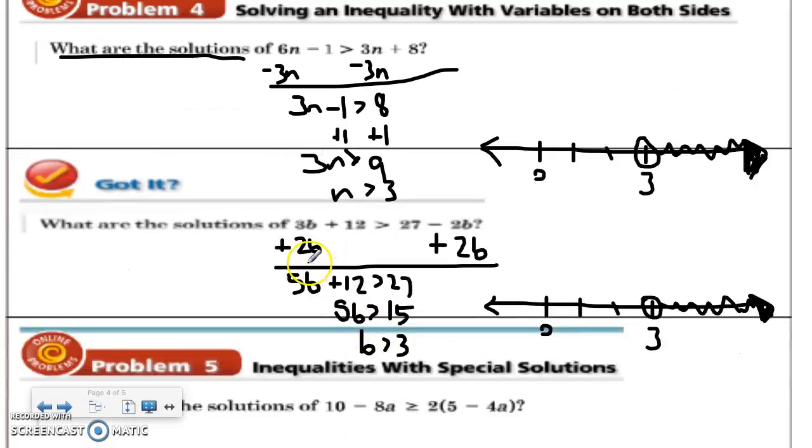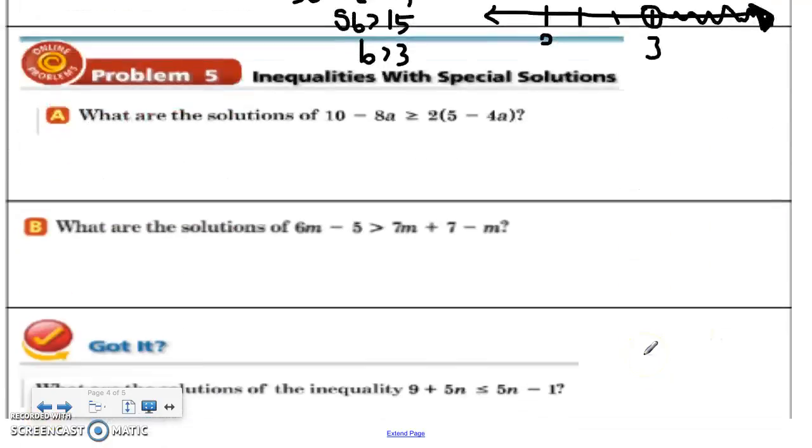Alright, so we're going to add 2b to both sides because it's being subtracted over here. That gives me 5b plus 12 on the left is greater than 27 on the right. Subtract 12 from both sides. 27 minus 12 is 15. So 5b greater than 15. Divide by 5 on both sides. So b is greater than 3. The solution actually looks identical to the previous example. Open dot at 3, shaded to the right. Questions? Let me know. If not, let's move on.